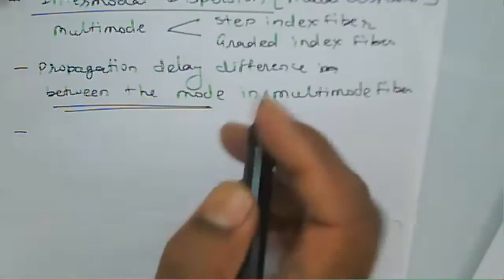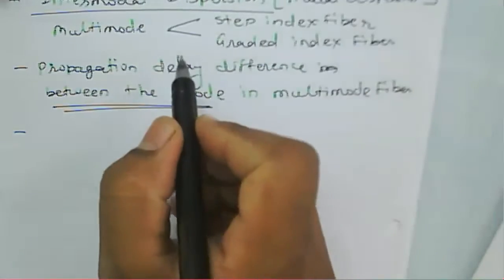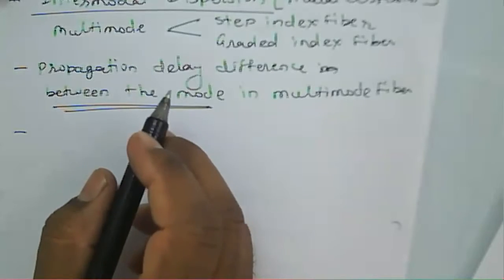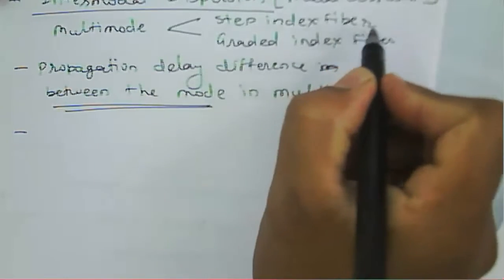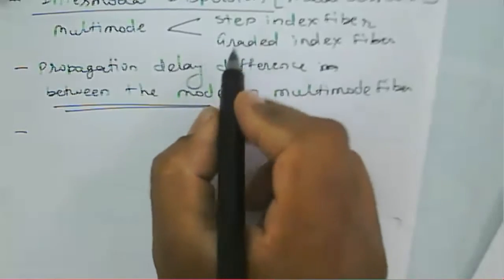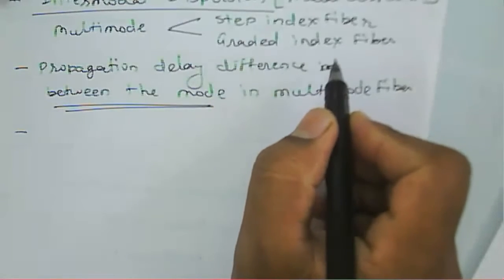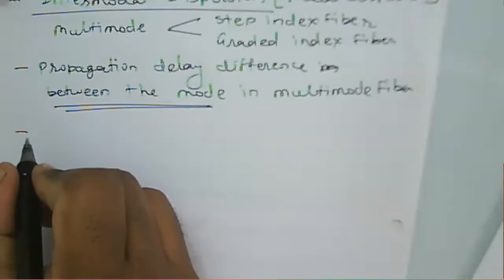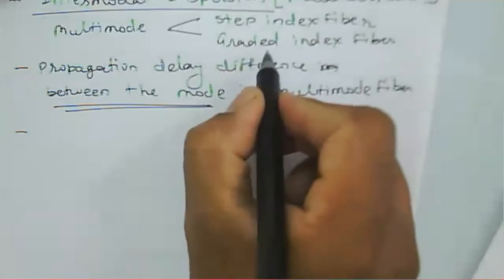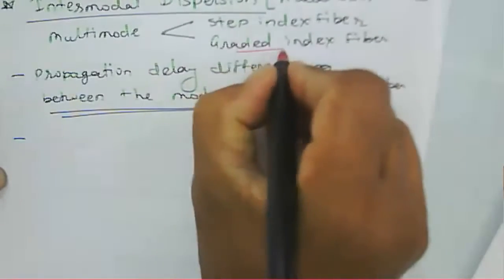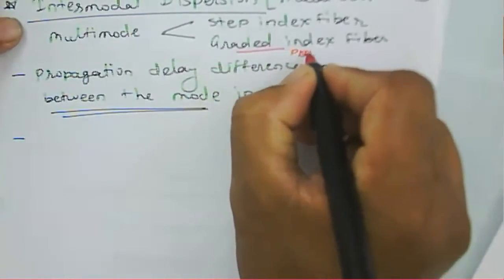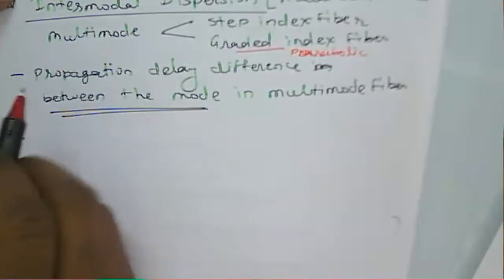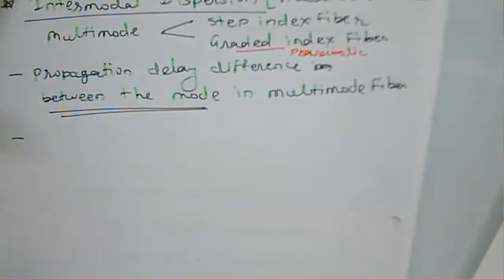Now, in the case of a step index fiber, the refractive index profile is constant throughout the core. So that's why we don't have scope to change the refractive index profile. But in the case of a graded index fiber, we can choose a refractive index profile that will be in a parabolic shape. So for a parabolic profile, we can reduce the intermodal dispersion.